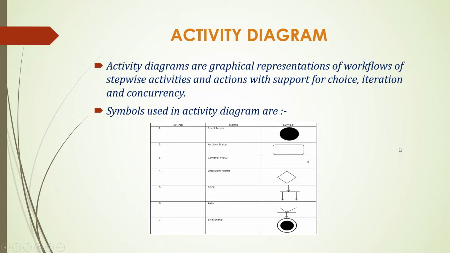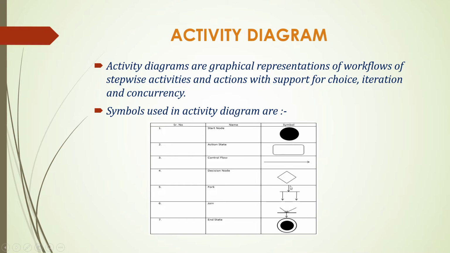So first is the activity diagram. What is an activity diagram? It is basically more of a flow chart. But let's look at the actual definition. It says that it is a graphical representation of workflows of stepwise activities and actions with support for choice, iteration, and concurrency. The symbols that we use in the activity diagram are the start node, which is in oval shape, action state, this is the symbol, control flow is an arrow, decision node is more of a rhombus or a kite.